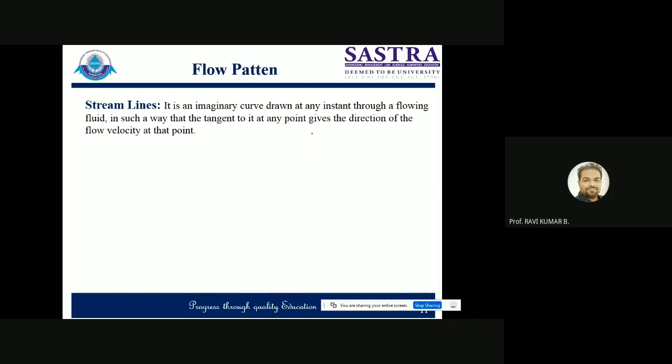So I'm considering the three-dimensional flow field again, right? So this is x, this is z, this is y. This three-dimensional flow field, and I'm assuming one streamline. It may have a number of streamlines in the flow. So I'm considering one streamline which is going like this, is one of the streamlines. So if I draw the tangent over it, at this point, this will give me the resultant velocity. That's what is the definition.